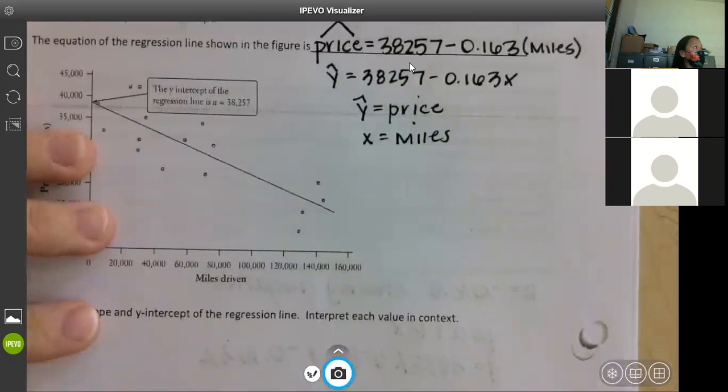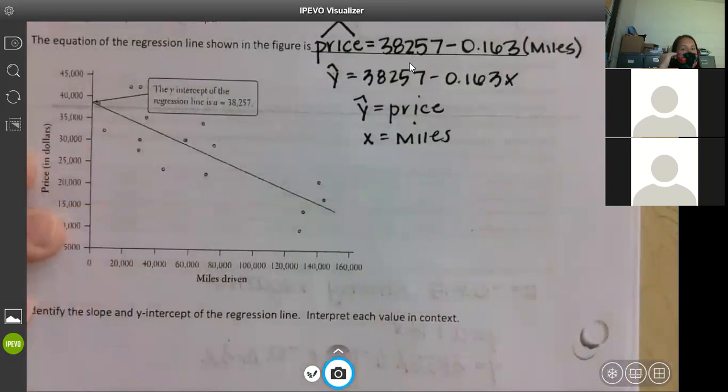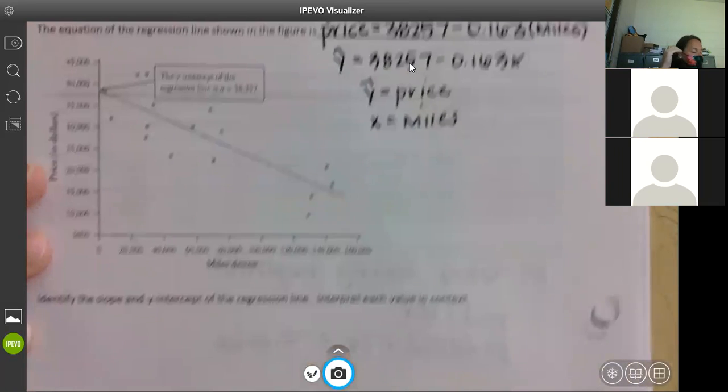Does everybody understand? So when we get to our test and you just give me this, what is going to happen? You're going to lose some points. You're not going to lose all of them, I promise, but you will lose some points because we have to define our variables. Always define any variables that you use.